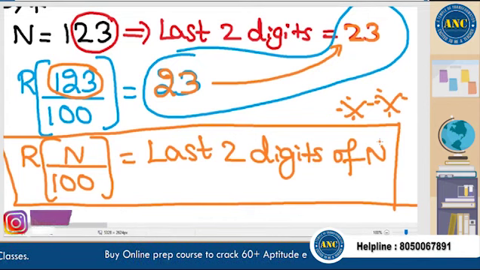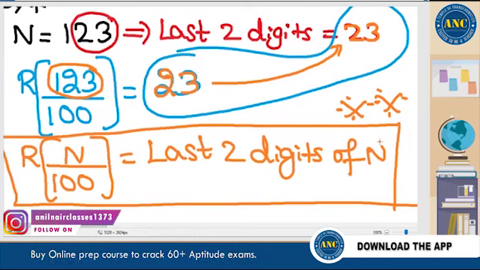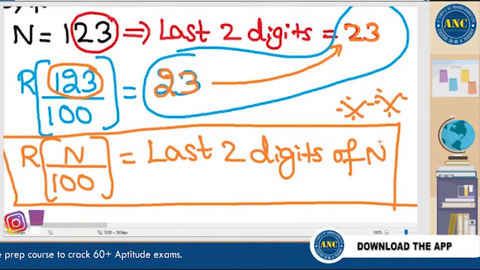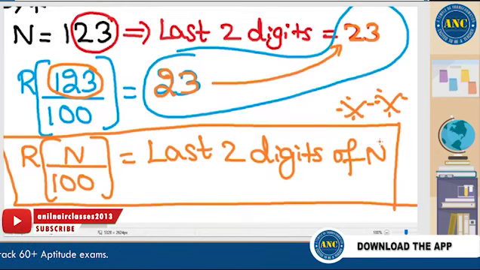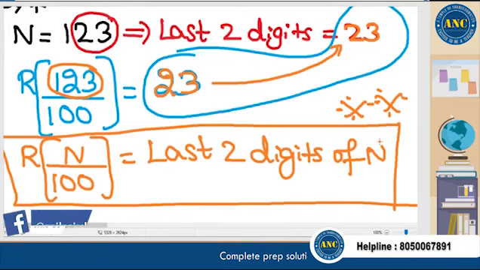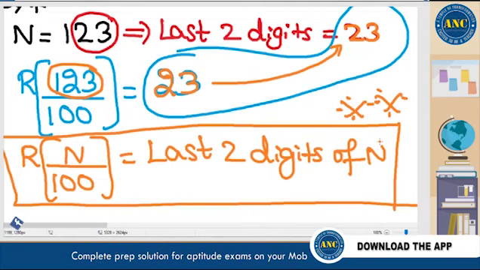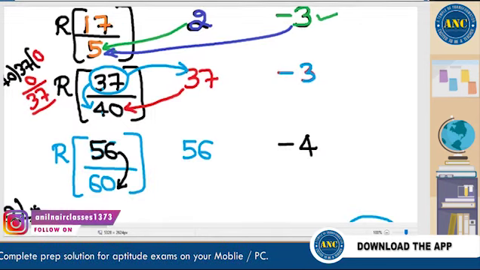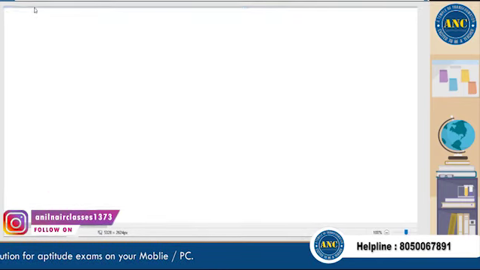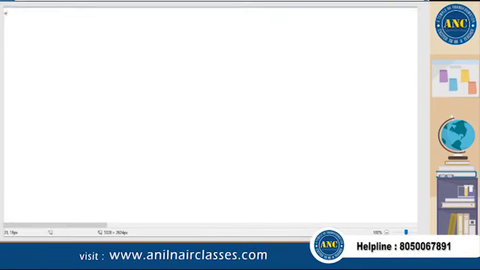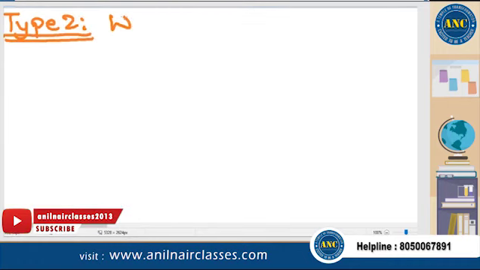Very good. Most of the people are very clear with the logic. Next. Excellent, sir. Very good. Now listen to this carefully. Type 2. Write down the heading. Type 2. Type 2 is when the unit digit is 9.